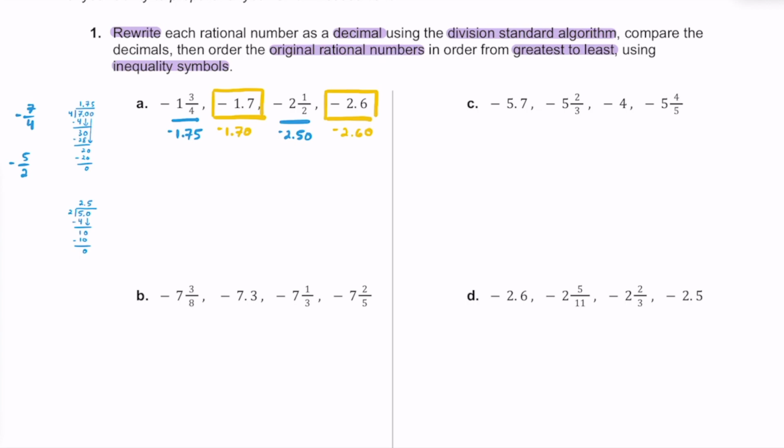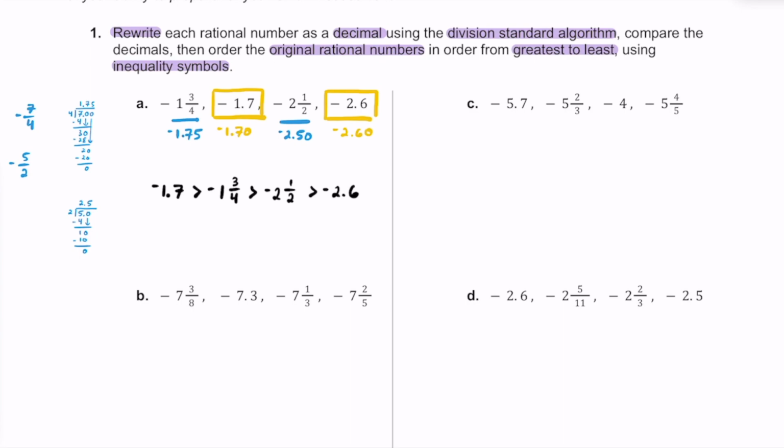Now that we have these all as decimals, we're trying to figure out them in order from greatest to least. So we have to find the smallest absolute value here. I think that's going to be this one over here. So I'm going to write negative 1.7, the original value. That's going to be greater than which one? So we took care of negative 1.7. I think it's greater than negative 1 3/4. Negative 1 3/4 is going to be greater than which one? I think it's negative 2 1/2. Negative 2 1/2 should be greater than this negative 2.6. So that's the smallest value.